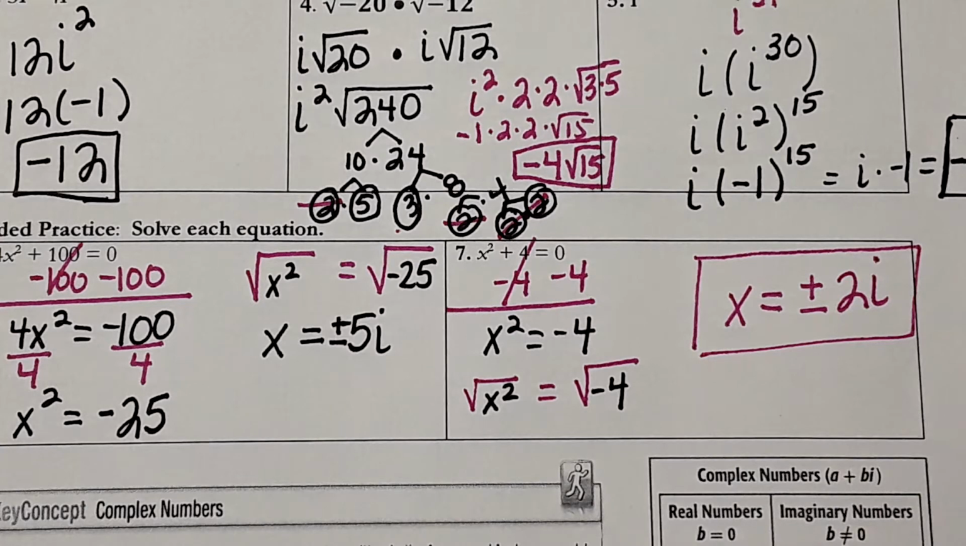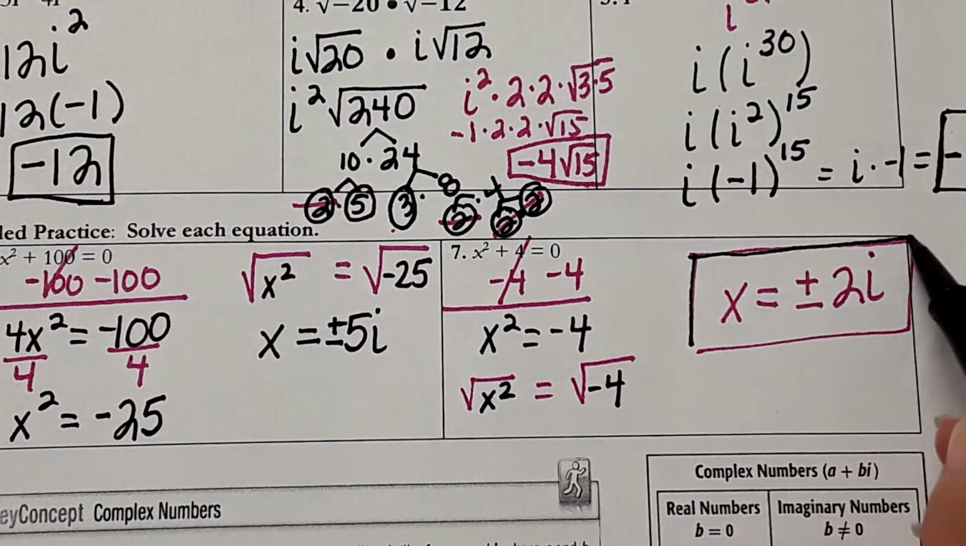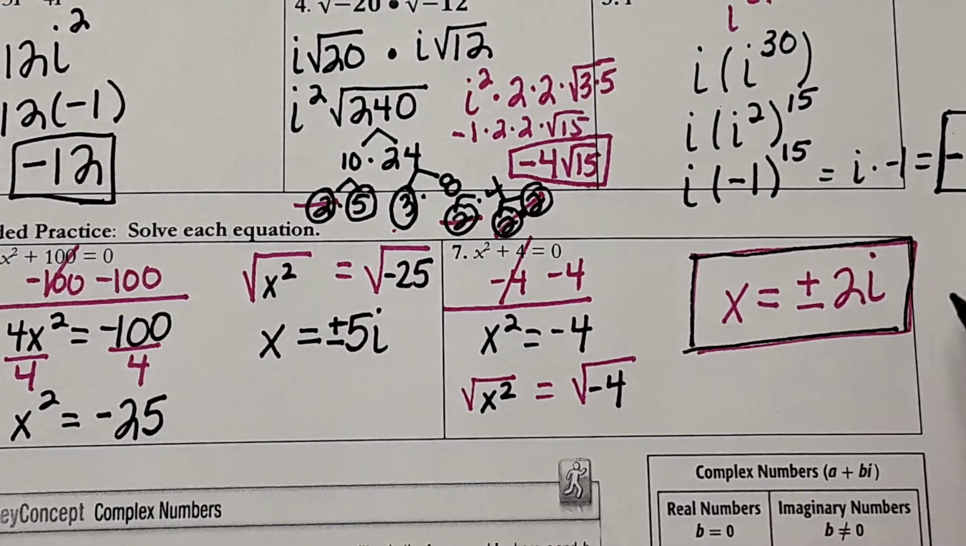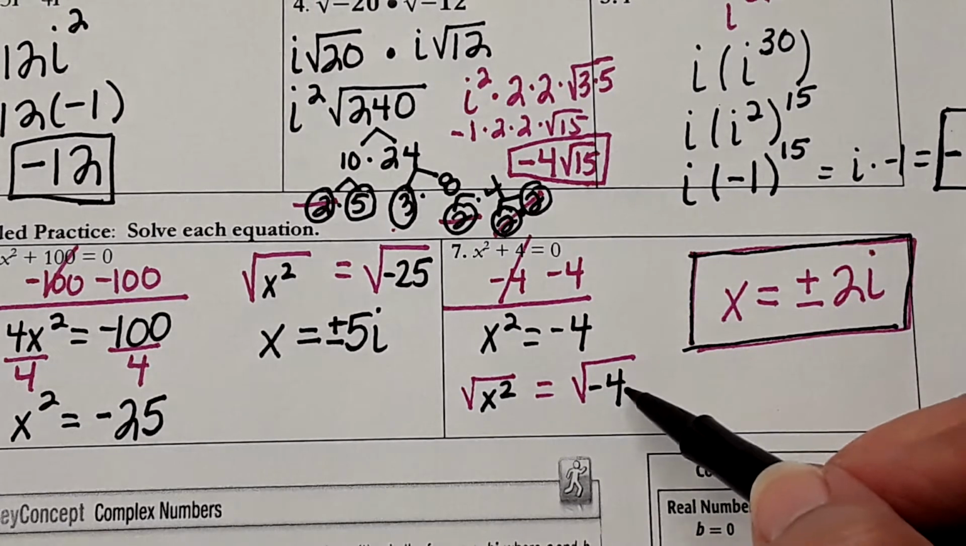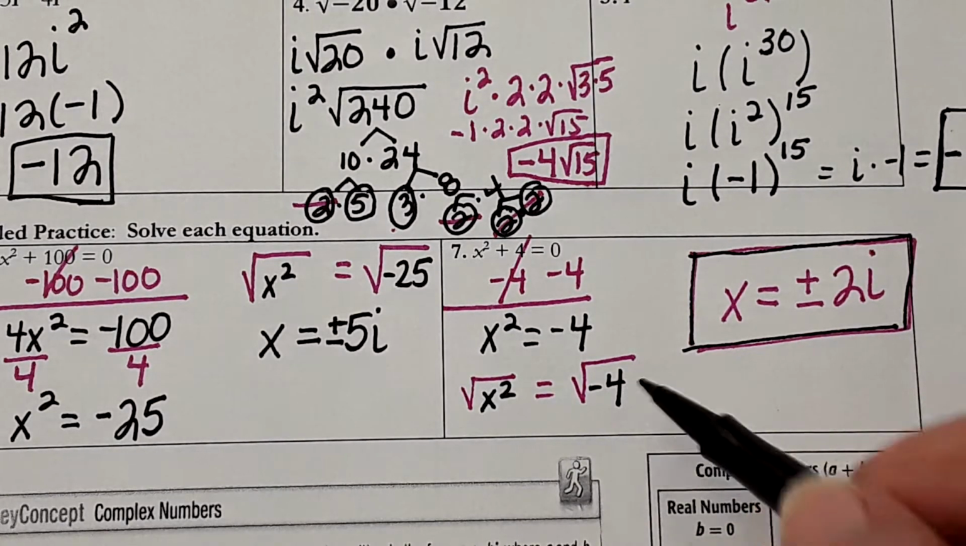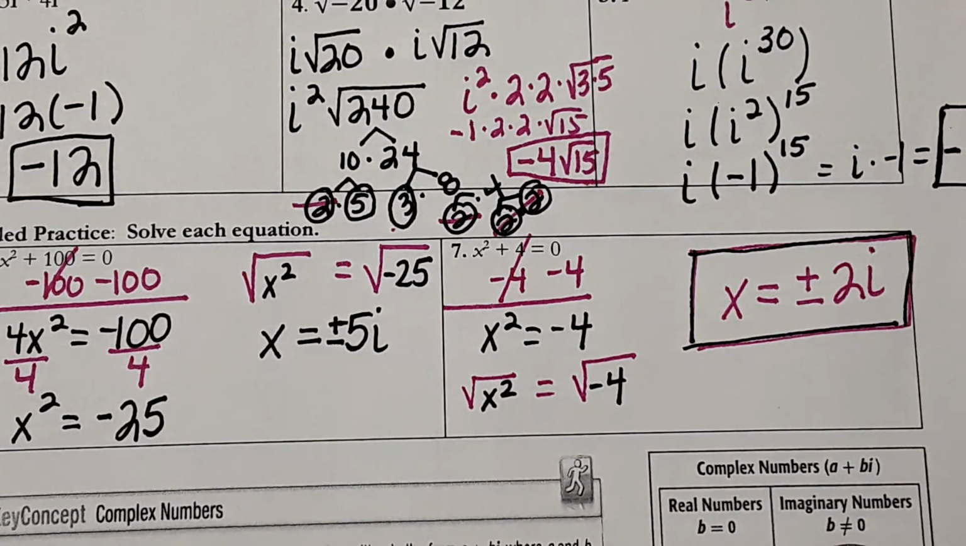I just want to make sure you guys know that once we start solving these, after this moment, if you have to solve a quadratic equation and it has a negative inside of it, like you're going to take the square root of a negative number, I'm going to expect you to be able to pull out the i from here on out.